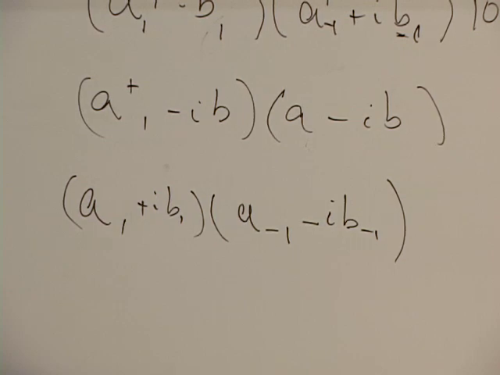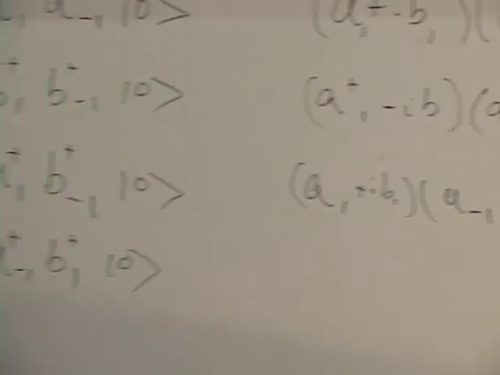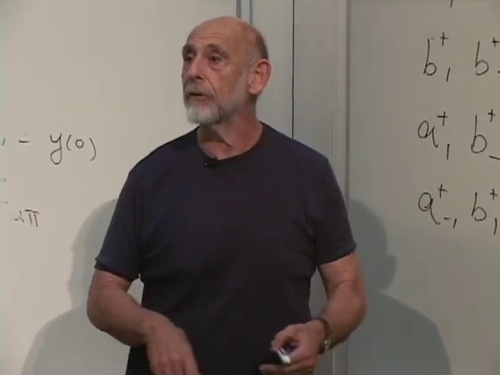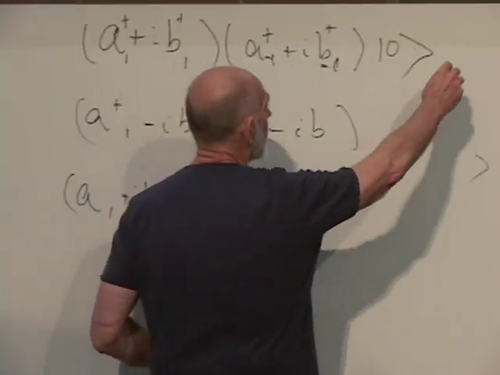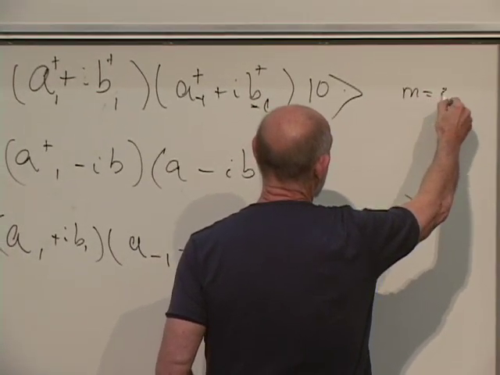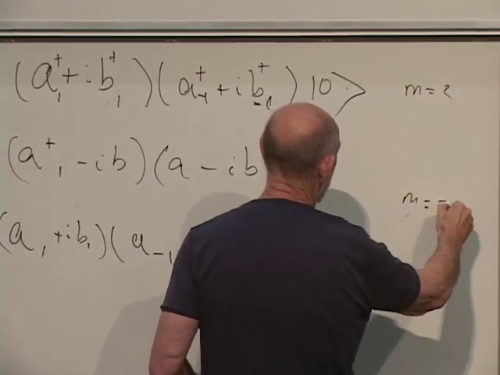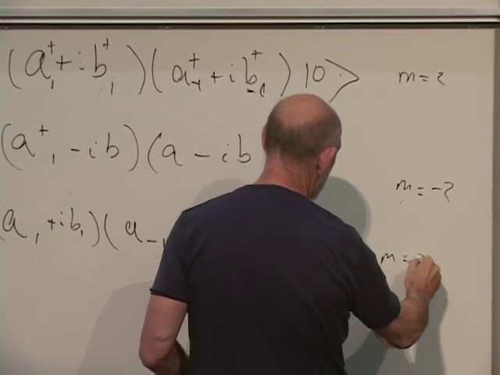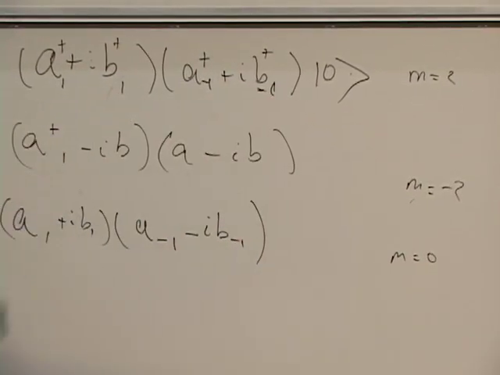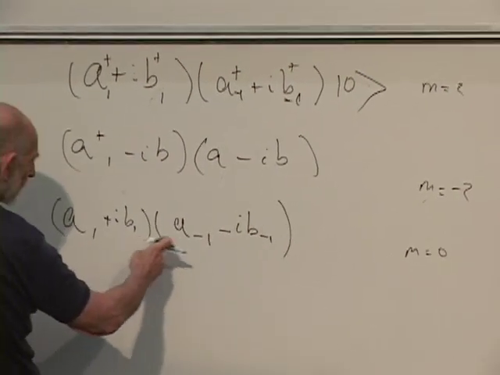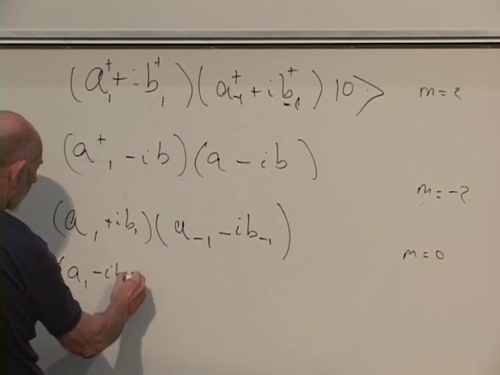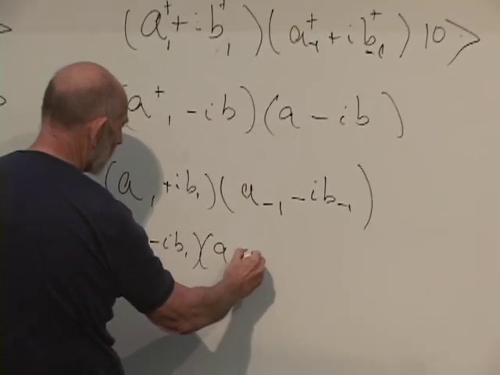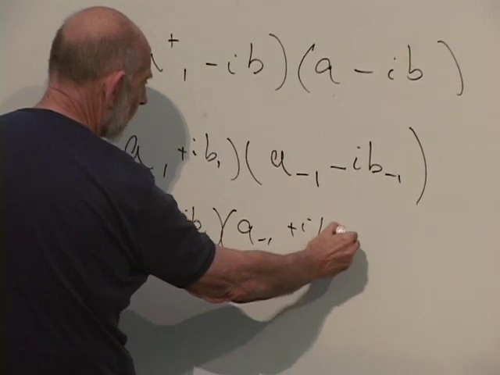This is like superposing a right circularly polarized photon with a left circularly polarized photon. Two photons: 0. So this has angular momentum 0. This has angular momentum, let's call it m equals 2. This has angular momentum m equals minus 2. This has m equals 0. And the other possibility is to switch plus and minus 1 to make this A1 minus IB1 times A minus 1 plus IB minus 1.